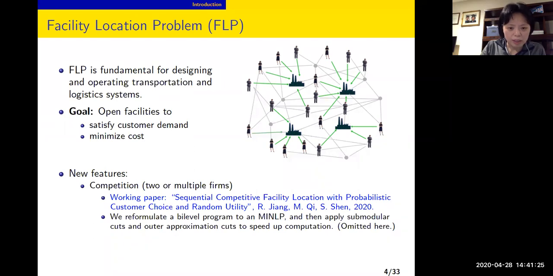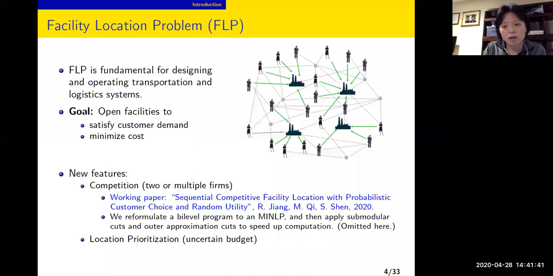But I'm going to omit it here today just because this talk is less relevant to the COVID-19 work that I'm going to talk about at the very end of the talk. And then the first one I'm going to talk about is what if you have prioritization decisions you have to make once along the way when you try to locate facilities.